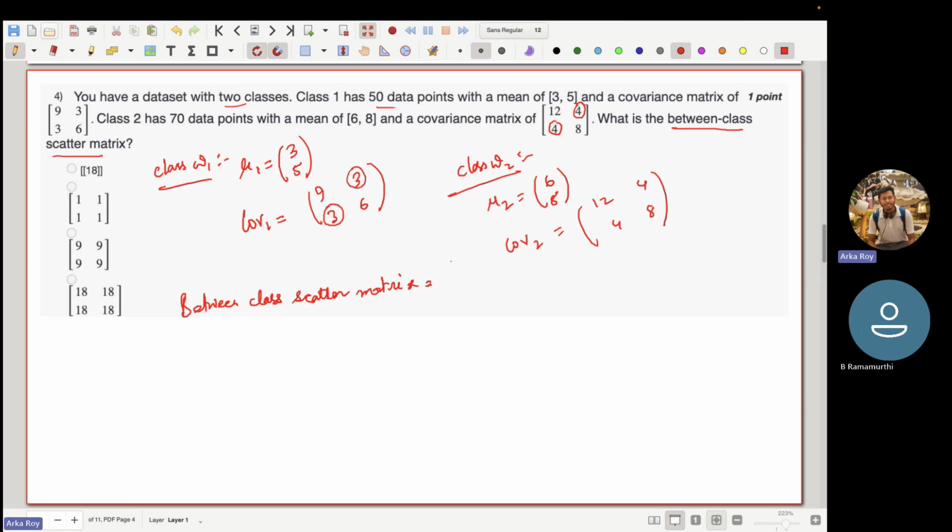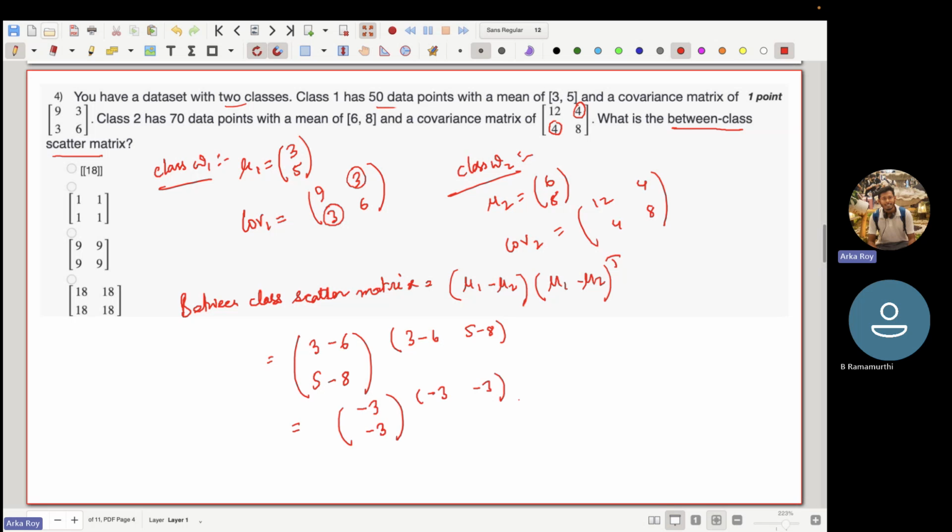Okay. So the formula for this matrix is mu1 minus mu2 times mu1 minus mu2 transpose. You have been given mu1 and mu2, so you can calculate mu1 minus mu2 easily. So 3 minus 6 and 5 minus 8, and it is 3 minus 6, 5 minus 8. I have directly written the transpose format. So this is minus 3 and minus 3, and if you just do the matrix multiplication, all entries are 9.